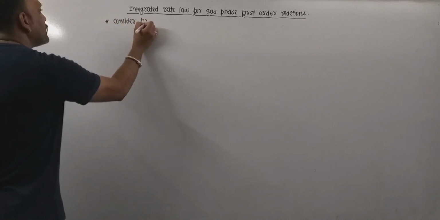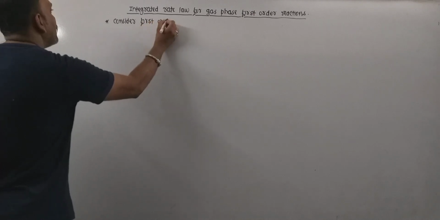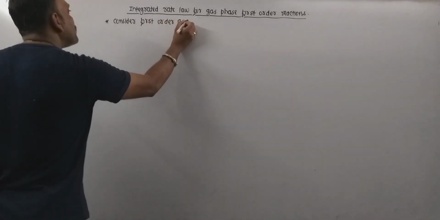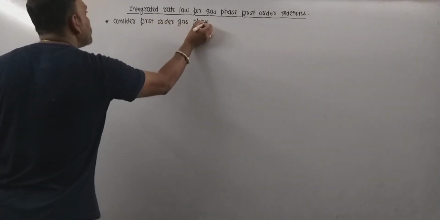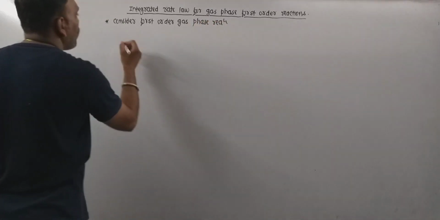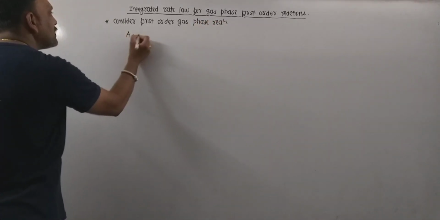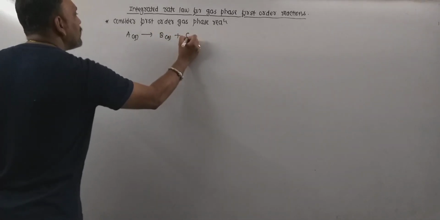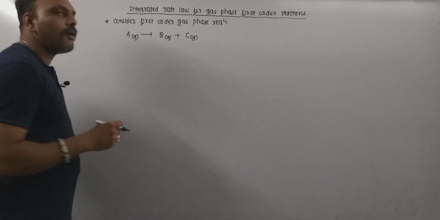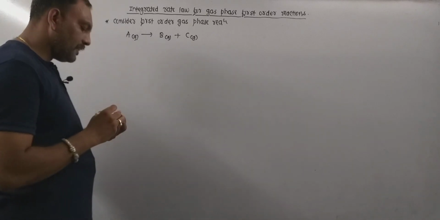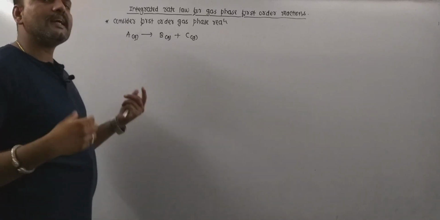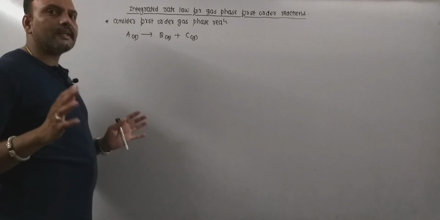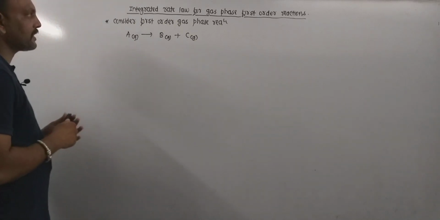Consider a first order gas phase reaction of the type A gas gives B gas plus C gas. Now all the ingredients, including reactant and also products, are in the gas phase in this reaction.